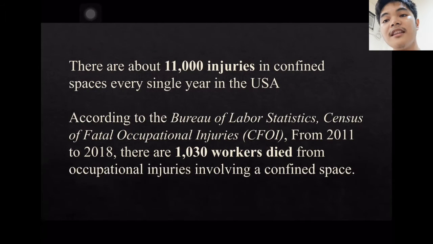There are about 11,000 injuries in confined spaces every single year in the USA. And according to the Bureau of Labor Statistics, Census of Fatal Occupational Injuries, from 2011 to 2018, 1,030 workers died from occupational injuries involving a confined space. That's more or less 6 deaths every 2 weeks. The problem with this is that if people were following procedures, almost all of these incidents could have been prevented.